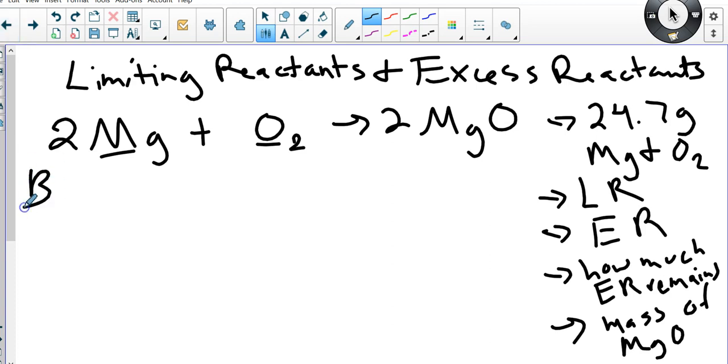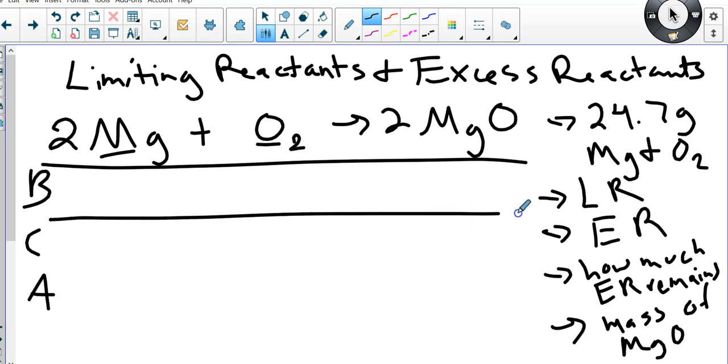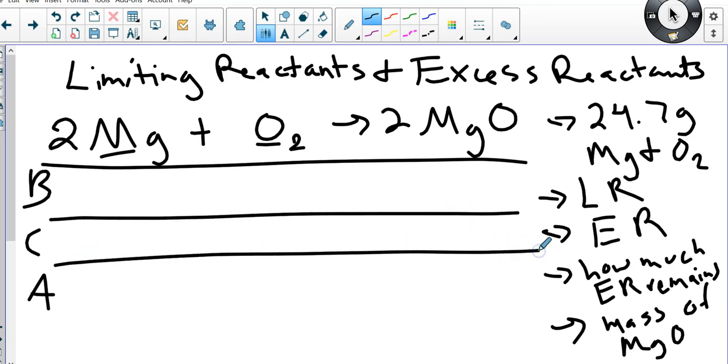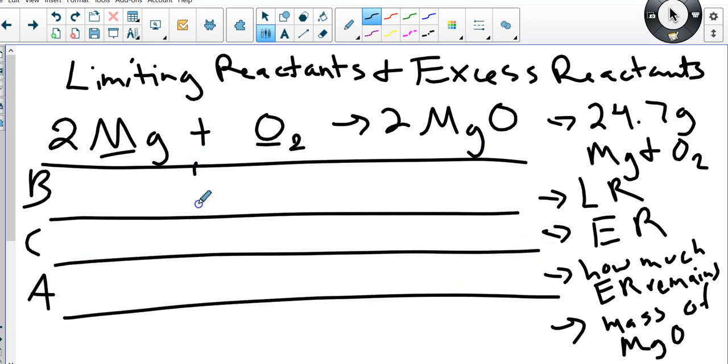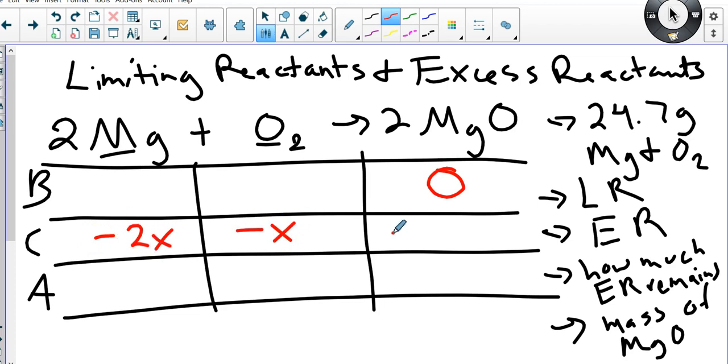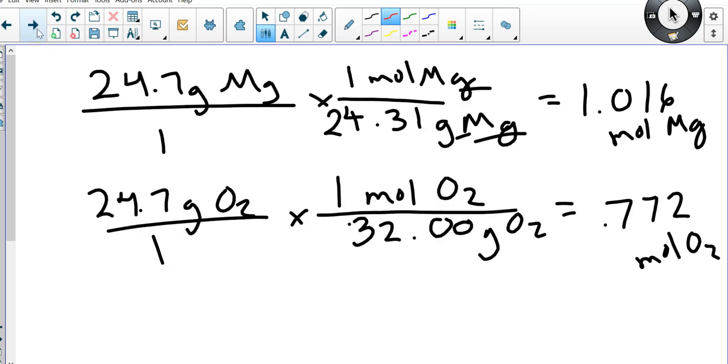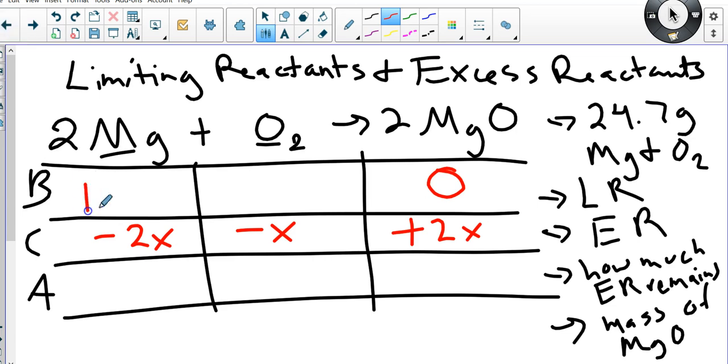So BCA. Make yourself a nice chart, right? It's the key to success is a nice chart. All right, I know this is 0. I know this is minus 2x. I know this is minus x. I know this is plus 2x. And 1.01706. And please write down moles.